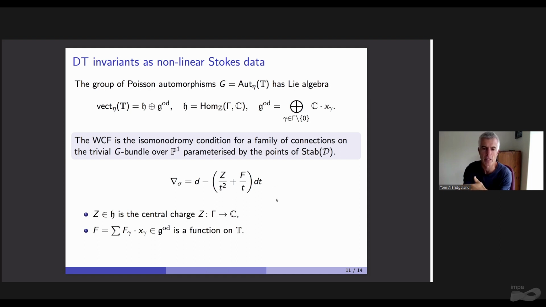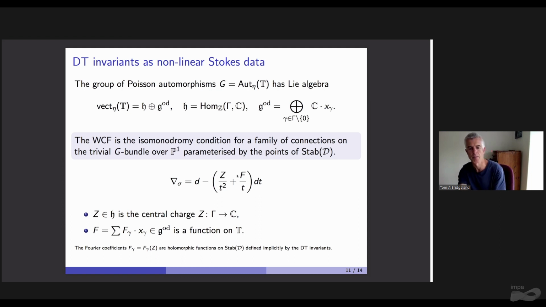But what you do know is the Stokes data of this connection, because that should be given by the DT invariants, or rather by these automorphisms defined by the DT invariants. So you can say that what you're trying to do is get at these functions f, which are somehow implicitly defined by the DT invariants, by the statement that this connection should have Stokes data given by these invariants. Anyway, that was the sort of way of thinking that I was pursuing.